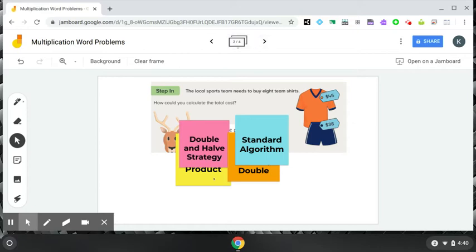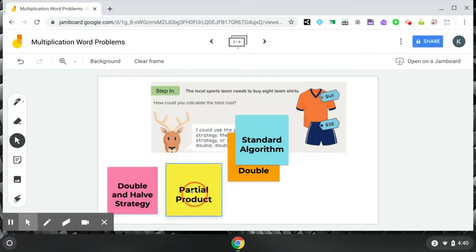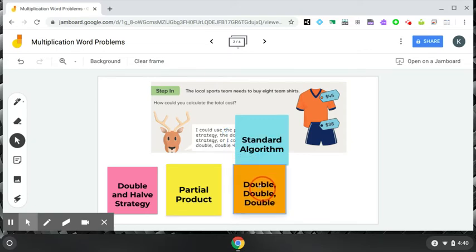You could use the double and half strategy, where you could have 8 times 45 become 4 times 90, halving the 8 and doubling 45. You could set up the partial product with your boxes with 8 on one side and break 45 into 40 and 5. It's an 8 fact, so you could do double, double, double: 45 doubled, double that, and then double that.